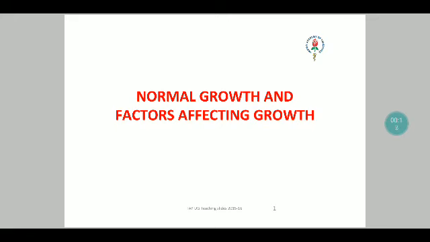Many times when people talk about how similar pediatrics and medicine are, as much as there are similarities, growth is something which is a very unique topic to pediatrics and is essential to understand the art and science of pediatrics in itself.